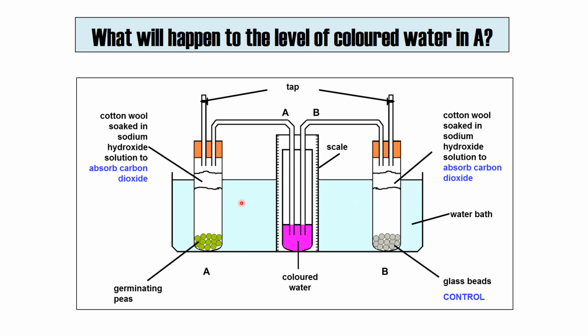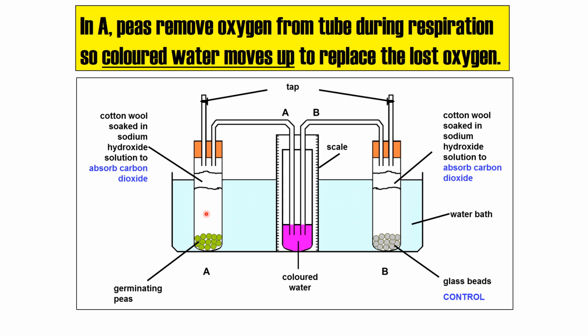So have a think about this. What's going to happen to the level of the coloured water in A? These peas are carrying out respiration, so they're using up oxygen. So the oxygen in this tube and in this one is going to be used up. As a result, oxygen is removed, so the coloured water is going to move up to replace the lost oxygen. It's going to fill the space, and you can see you've got your wee gradations here, so you can use that to come up with the rate of respiration.